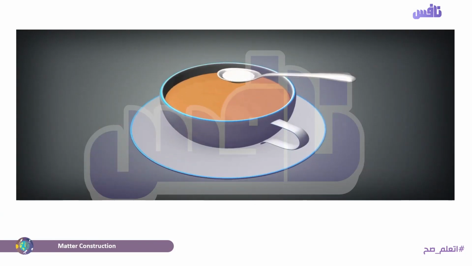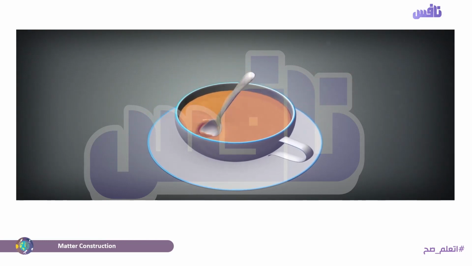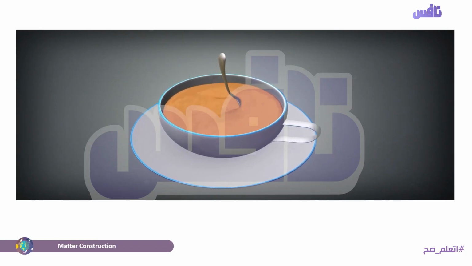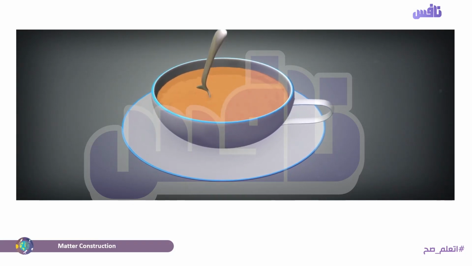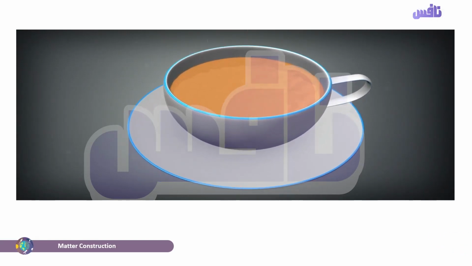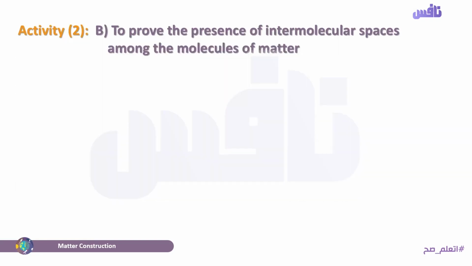If you bring the cup of tea and the spoon of sugar، تمام، وقلبتهم، ايه اللي حصل؟ هل في زيادة في الفوليوم بتاع التي بتاعي؟ لا. ليه؟ عشان أنا عندي السكر عندي دخل في الانترموليكولار سبيسز بتاعة التي. Okay. Activity 2. Now I need to approve the presence of intermolecular spaces among the molecules of matter. طيب كل اللي أنا عايزة أثبته دلوقتي إن في فعلا intermolecular spaces، إن في مسافات ما بين المولكيولز وبعضها.